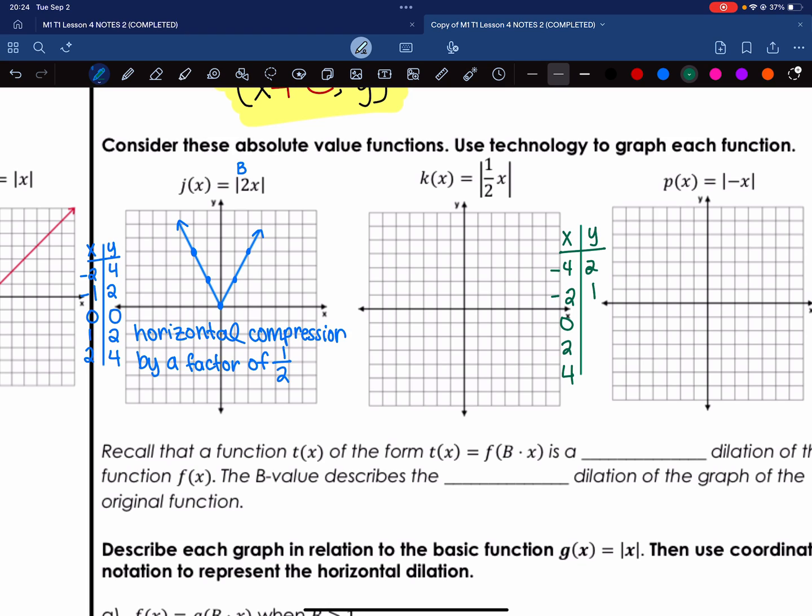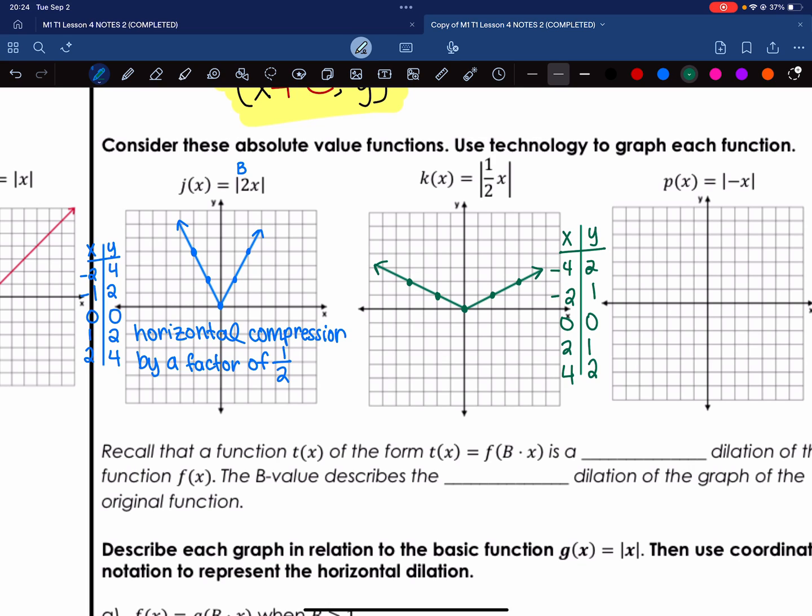1/2 times 0 is 0. Absolute value of 0 is 0. 1/2 times 2 is 1. Absolute value of 1 is 1. 1/2 times 4 is 2. Absolute value of 2 is 2. So we plot these points. (-4, 2), (-2, 1), (0, 0), (2, 1), and (4, 2). Sorry, the other side should have been negatives. Okay.